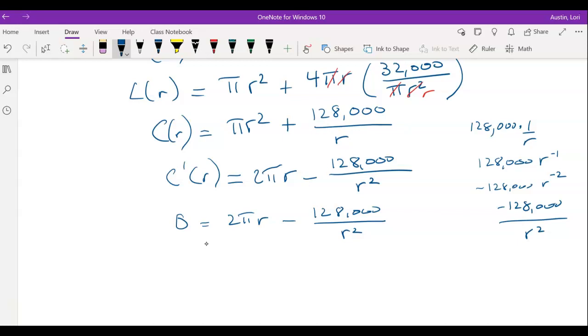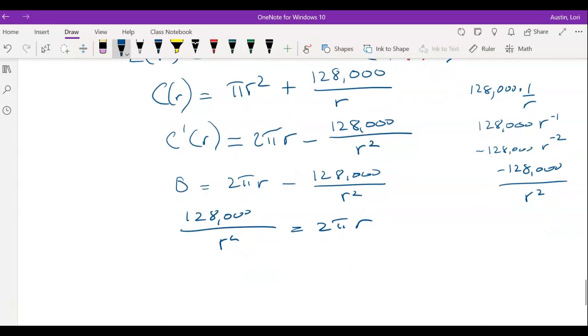If I move that over, I get 1, 2. There's a lot of different ways you can do this. Multiply both sides by r squared. Let's do that. Multiply both sides by r squared gives me, I think that'll work, 128 equals r cubed.